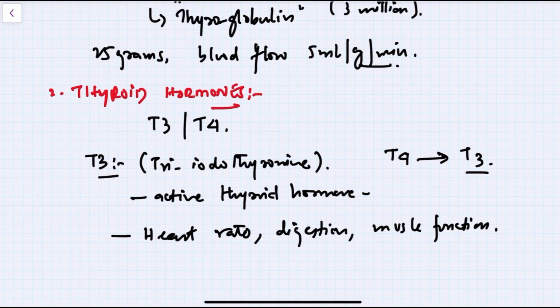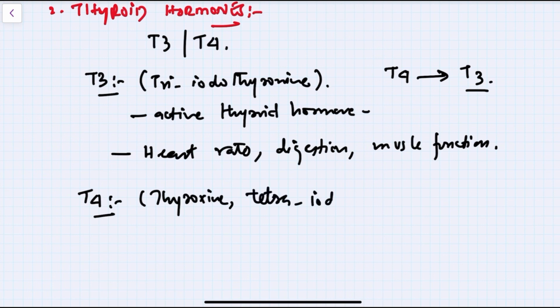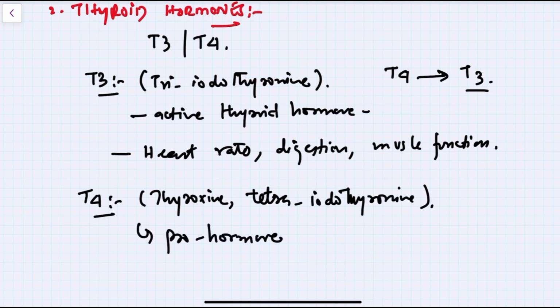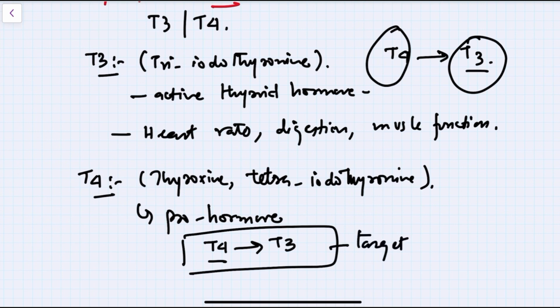Now if we look at T4, which is another hormone that's produced by the thyroid gland, it's also called thyroxine in simple terms, but it is also called tetraiodothyronine because it contains 4 iodine molecules. This is a prohormone and leads to the formation of T3 as I have shown here. This conversion from T4 to T3 occurs in the target tissue, and not in the thyroid gland itself.